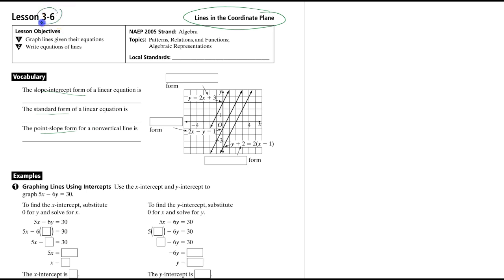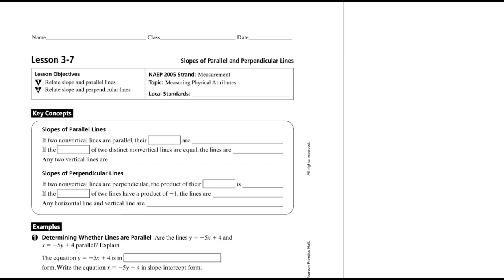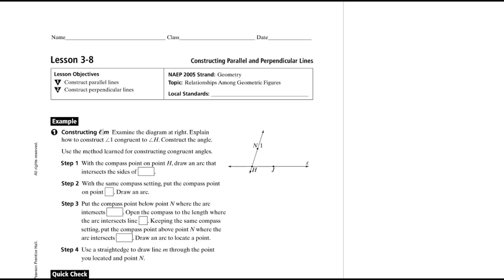So this is lesson 3.6. We will come back to this and fill in all these blanks. But just so you know, after this, we're going to talk about slopes of parallel and perpendicular lines. And the key word there is slope. So pay attention. If slope has eluded you, this lesson is where it's going to solidify. And then the last section in this chapter is constructing parallel and perpendicular lines. That's right, time to get out the compass and the straight edge again. Okay, but that's lesson 3-8.